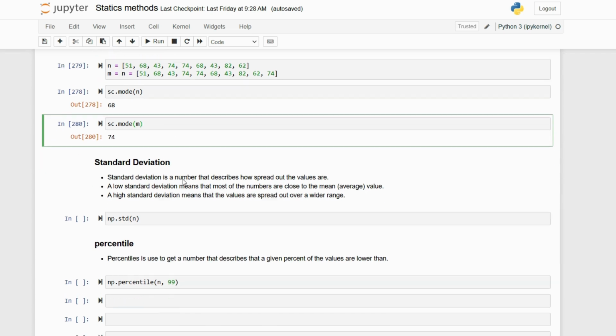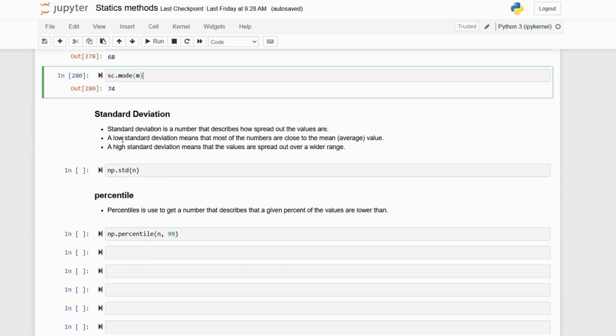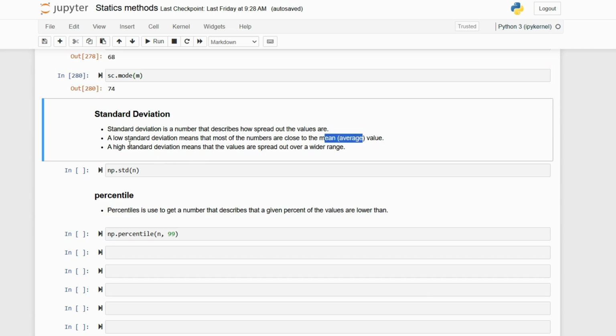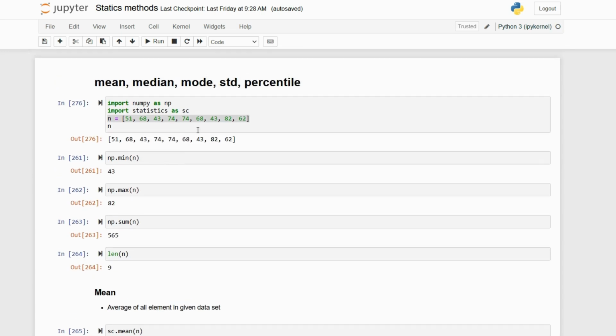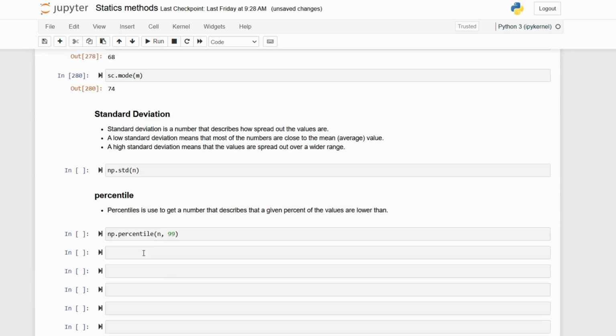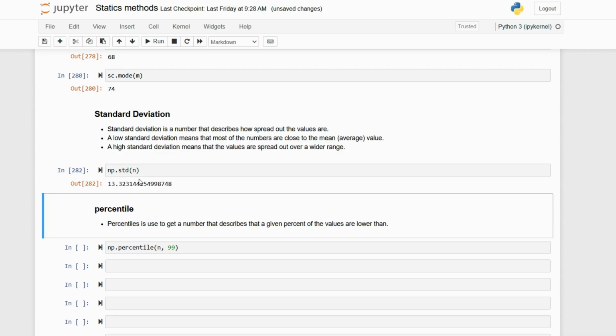Next is standard deviation. Standard deviation is a number that describes how spread out the values are. To calculate the standard deviation, you need the mean. If the value of your standard deviation is low, then we can say most of the numbers are closer to the mean value. But if the standard deviation is high, that means the values are spread out over a wider range. If I check our data set, the standard deviation is 13.